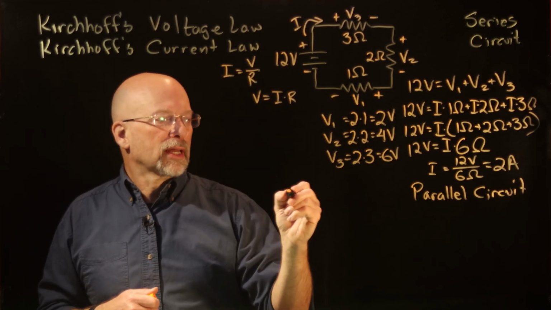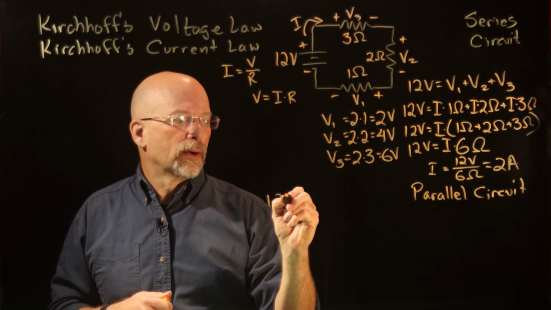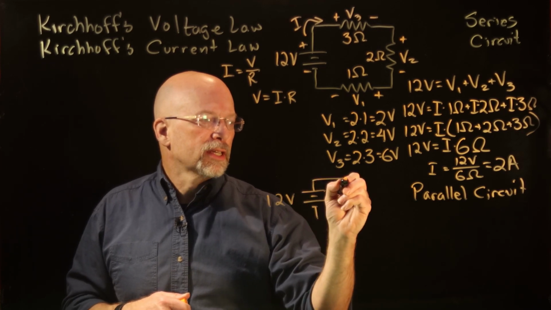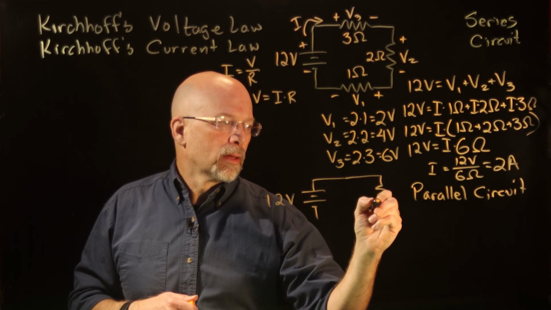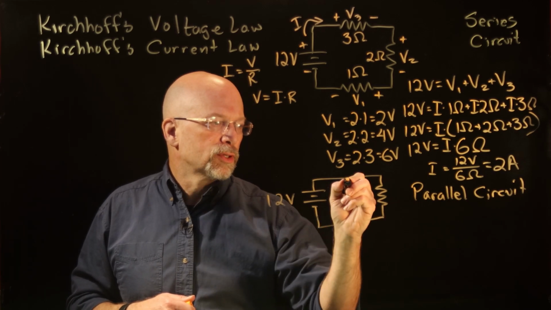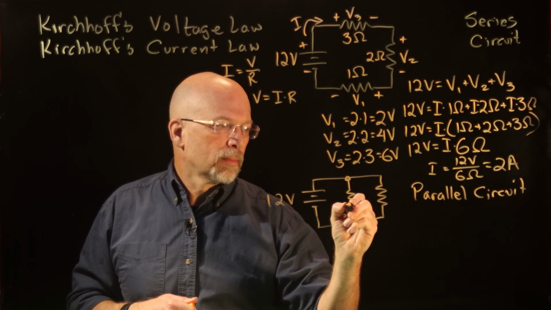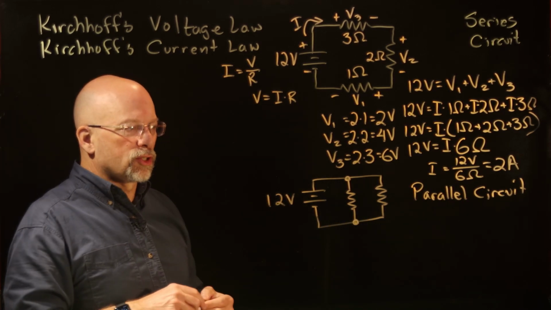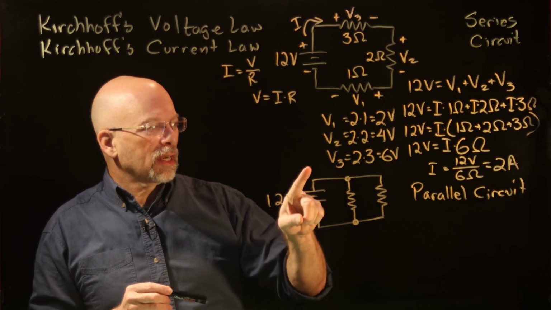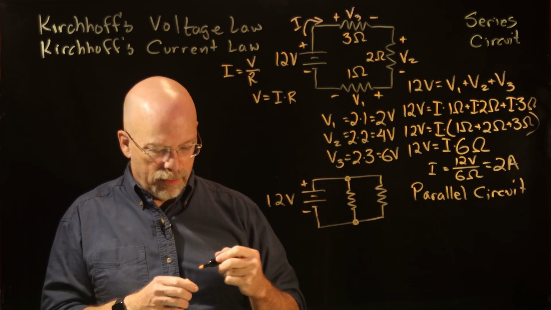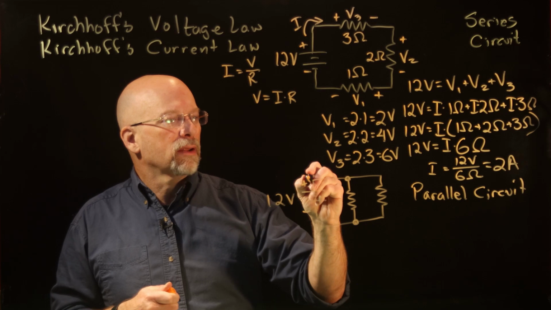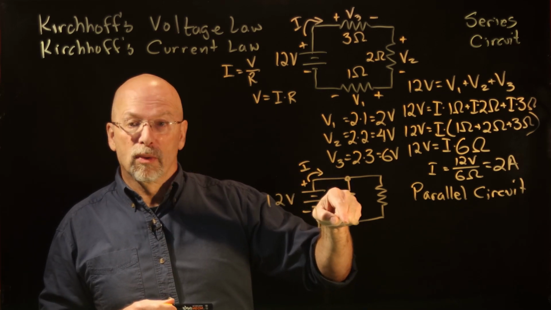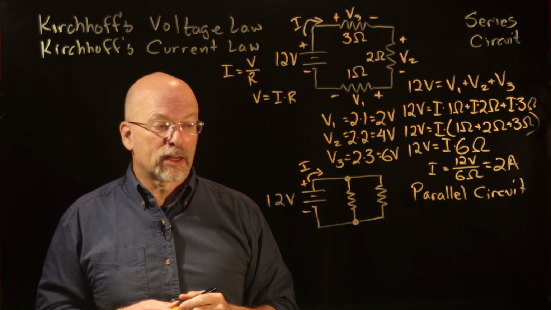Now, a parallel circuit. If I have that same 12 volt battery, but this time it doesn't pass through the resistors in series, it passes through the resistors in parallel. By having these resistors in parallel, the current coming out of the positive side of the battery has to make a decision at that node. Some of it's going to go through the first resistor, some of it's going to go through the second resistor.